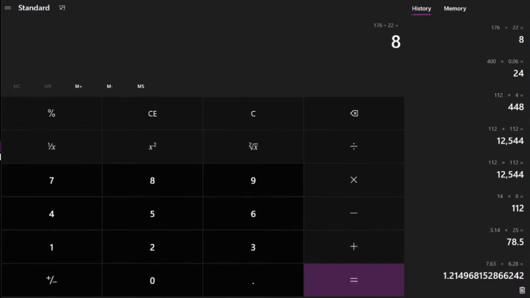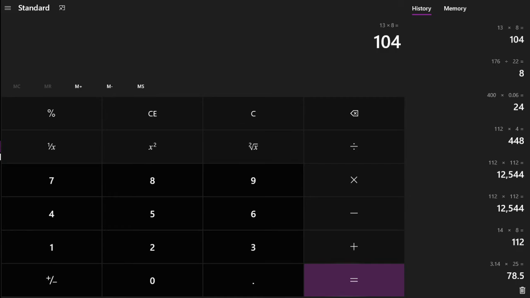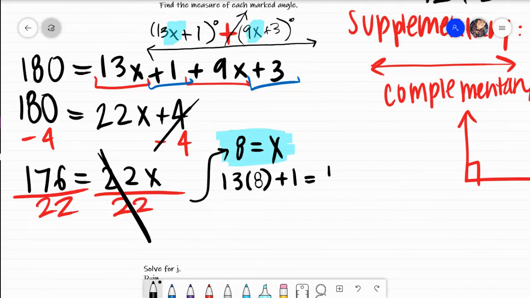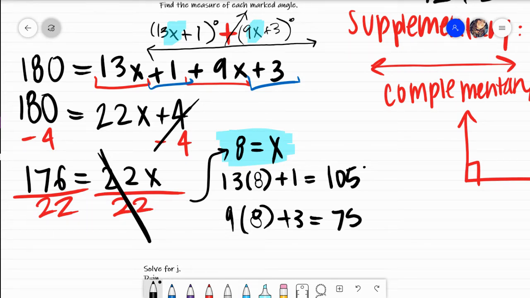Let's do it here. I don't want to be wrong. 13 times 8 equals, yes, 104. So 104 plus 1 is 105 degrees, correct? And then let's plug in here. I get 9 times 8 plus 3. 9 times 8 is 72 plus 3 is 73, 74, 75.